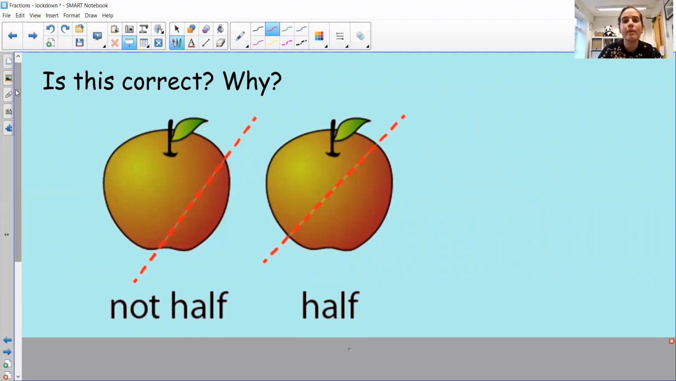Okay, so if we're thinking about half today, I want you to look at these 2 apples on the screen. Is this correct? Why? What was that important thing that we were talking about yesterday when we're thinking about fractions? There were 2 words. I want you to pause it now and have this discussion. They both begin with that E. Excellent. Equal.